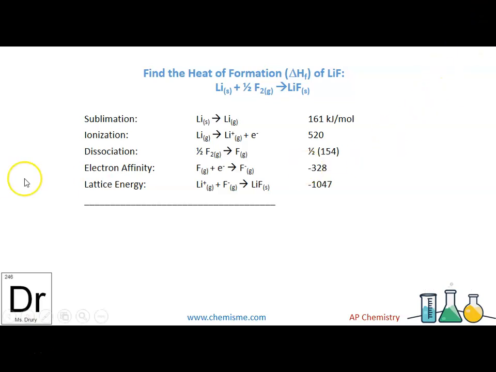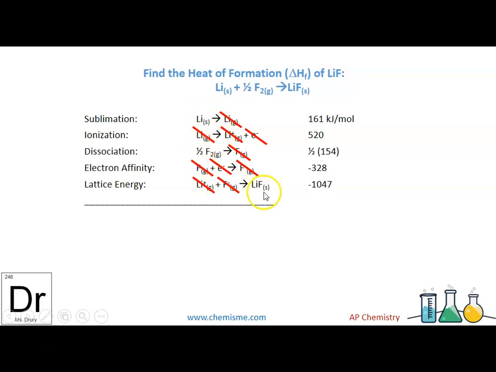So altogether, if we didn't look at lattice energy, we would have a very positive reaction, which would imply that reaction doesn't work. But the lattice energy takes the lithium ion and the fluoride ion and forms a lithium fluoride solid, which is what we wanted. Actually, if you look through all these equations, everything should cancel but the original. So the lithium gas will cancel with lithium gas, the lithium ion with lithium ion, electron with electron, fluorine gas with fluorine gas, fluoride ion with fluoride ion.